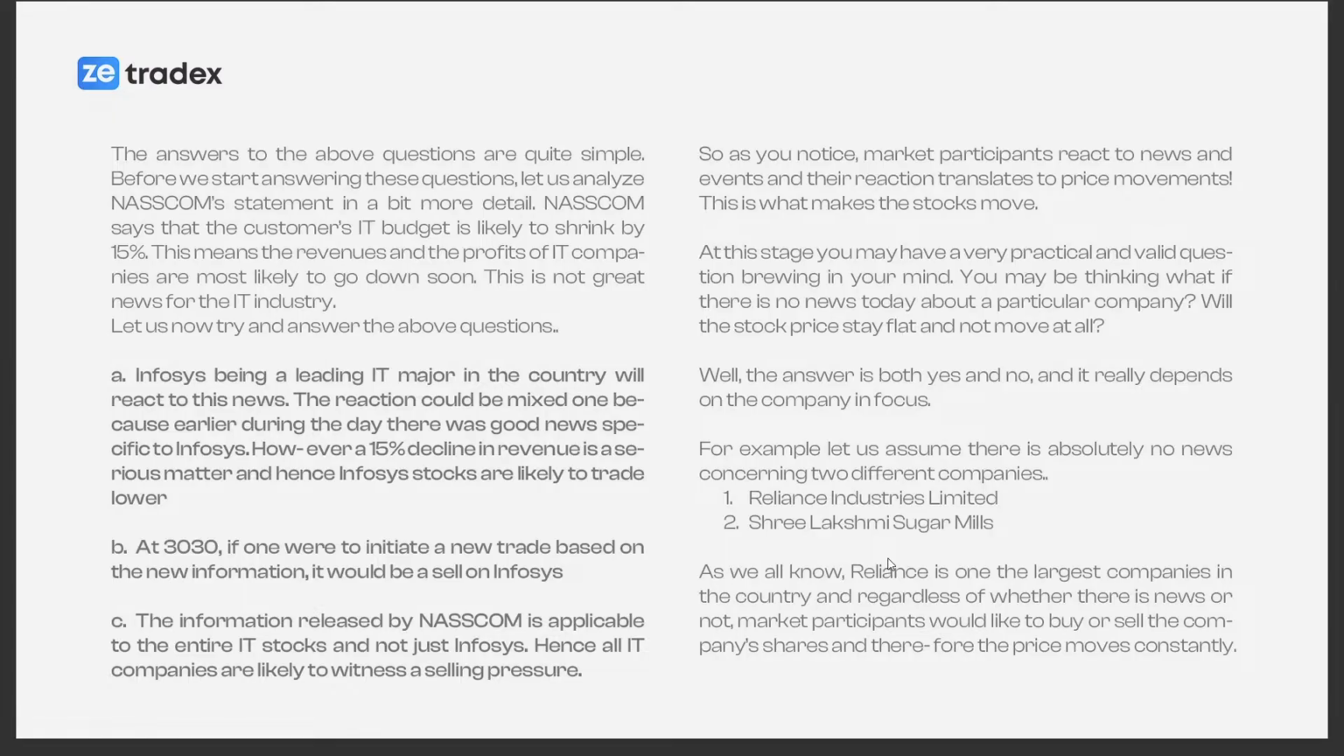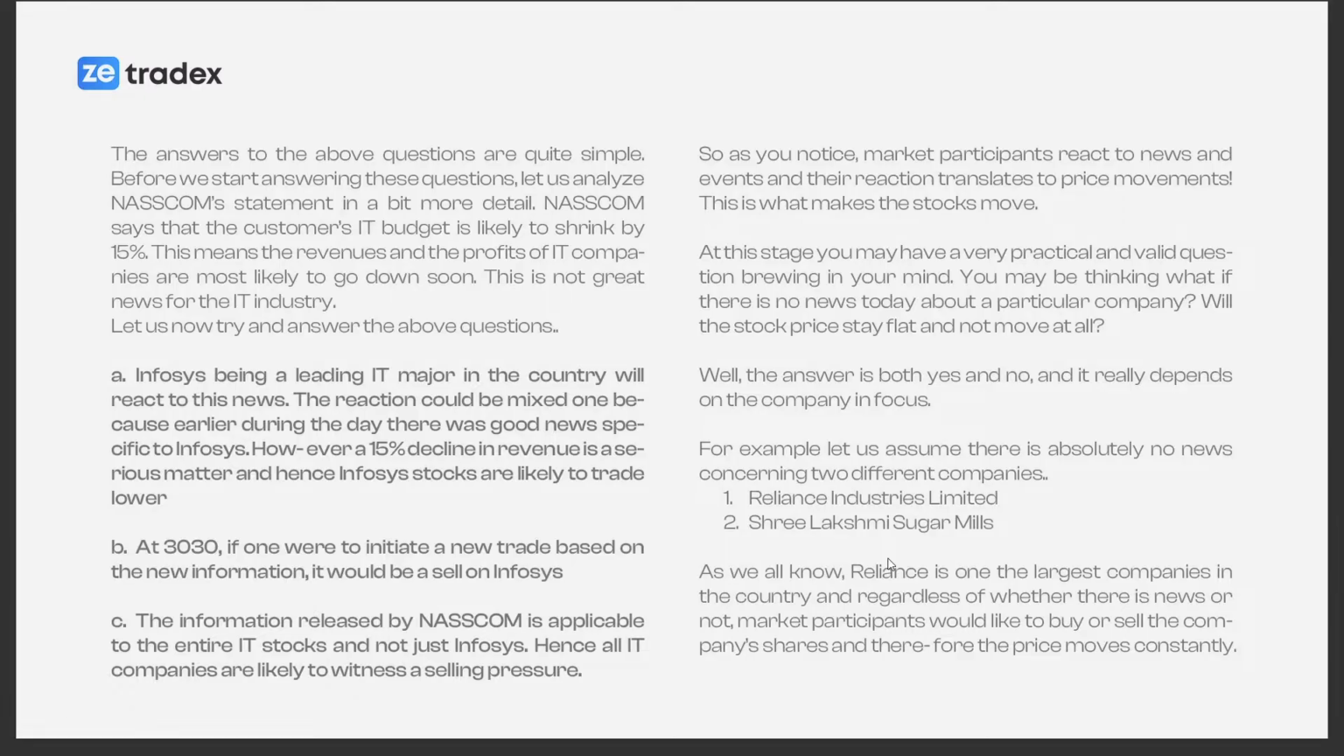First, how will InfoSystem, being a leading IT major in the country, react to this news? The reaction could be mixed, because earlier during the day there was good news specific to InfoSystem. However, a 15% decline in revenue is a serious matter, and hence InfoSystem stocks are likely to trade lower. At 12:30, if one were to initiate a new trade based on the new information, it would be a sell on InfoSystem. The information released by NASSCOM is applicable to the entire IT sector and not just InfoSystem. Hence, all IT companies are likely to witness selling pressure.